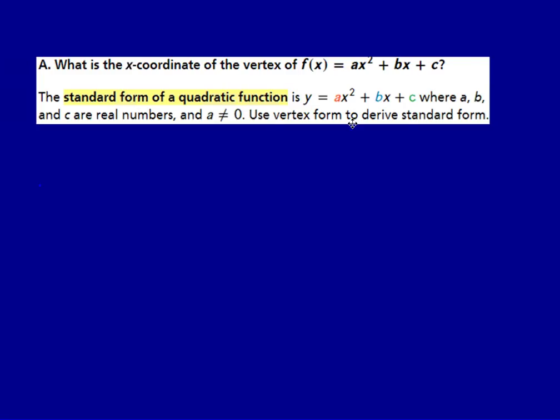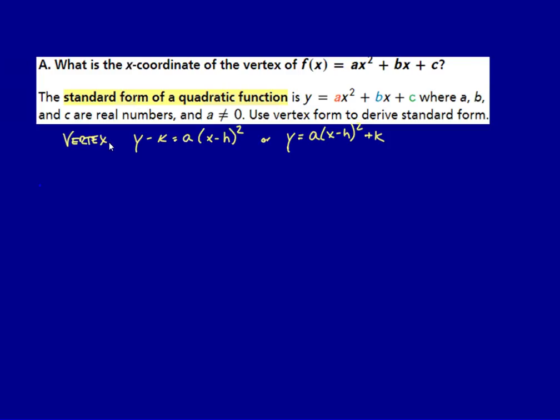So we're going to use the vertex form to derive standard form. We'll do that in class at some point. It's kind of messy, and it's not really that necessary. But you can use the vertex form. If you remember, vertex form from last class was y minus k equals a times x minus h squared, or y equals a times x minus h squared plus k. The same thing, okay? These two are the same. I just bring the k over. This is vertex form.